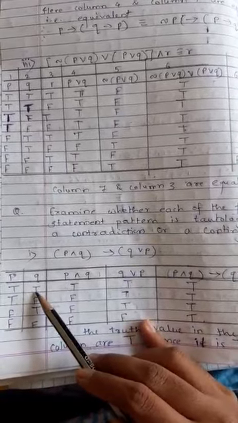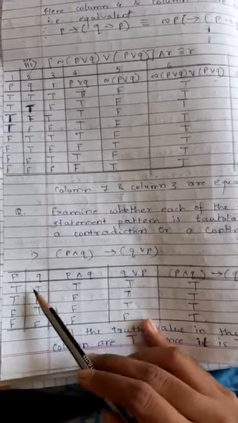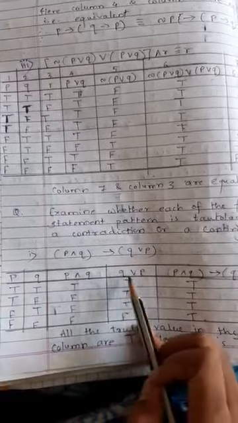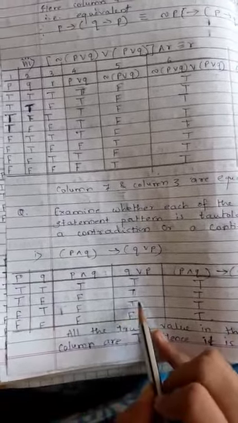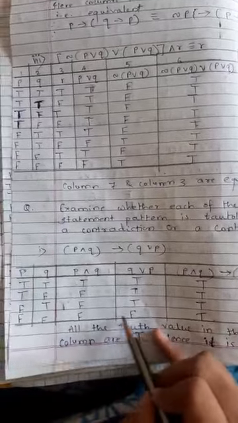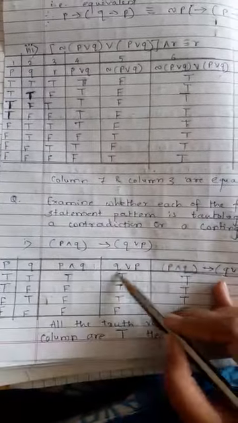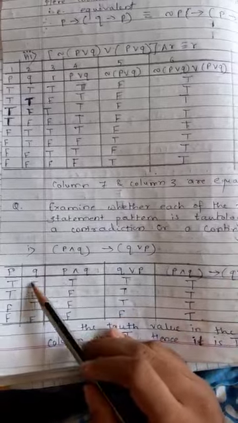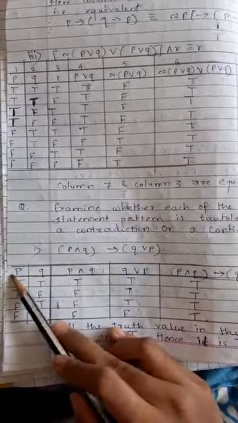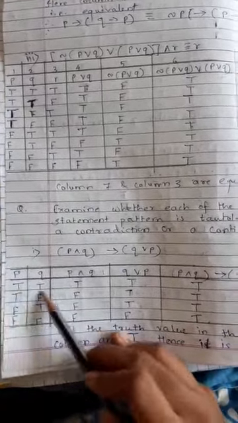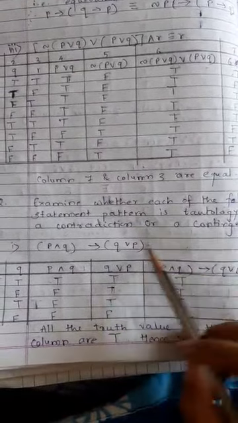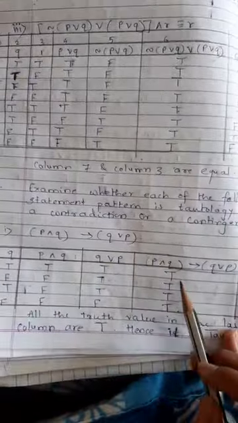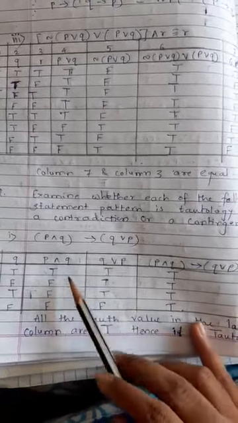You have to go in reverse in this pattern. T or T is T. F or T is T. T or F is T. F or F is F. So don't make mistakes here. You have to go in this pattern only, Q or P, like this. Okay. So P and Q implies Q or P, the complete statement.